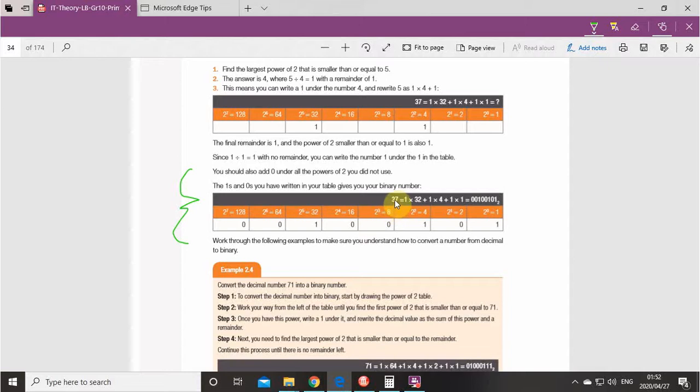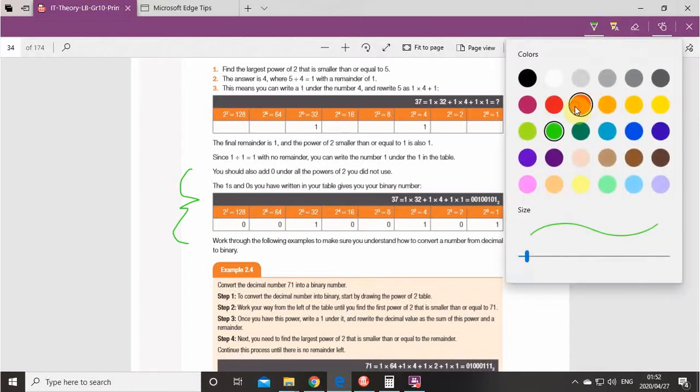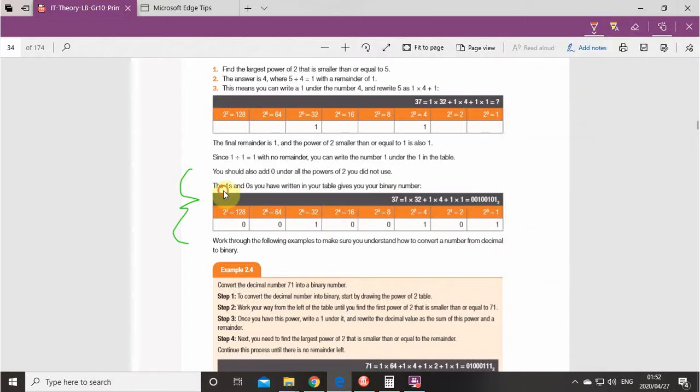Is 8 bigger than 37? No, so then we carry on. 2 to the power of 4 equals 16. Is that greater than 37? No, it's not. So then we go 2 to the power of 5 equals 32. Is that bigger than 37? No, it's not. So we carry on. 2 to the power of 6 is 64. Is that greater than 37? Yes, it is. So then we can just stop there and delete that one.